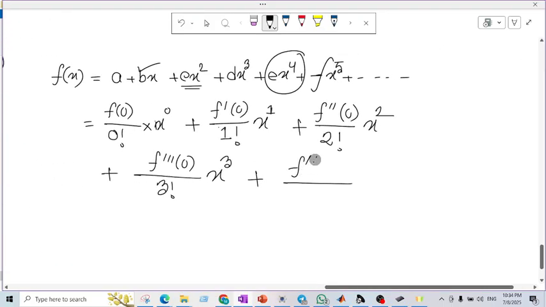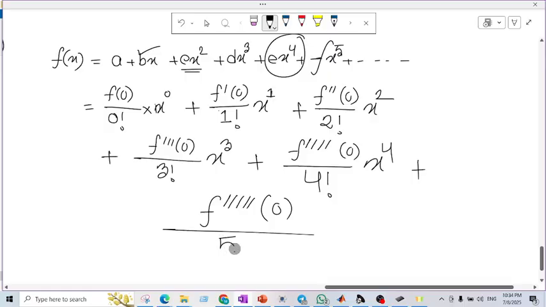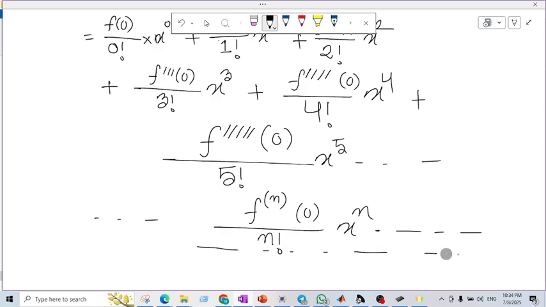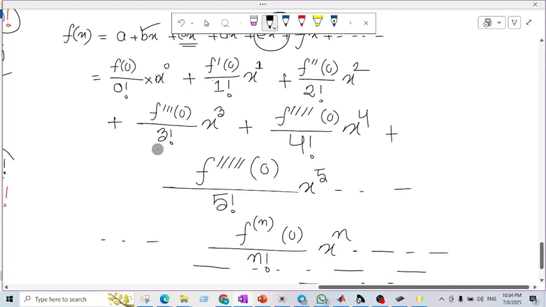If I write here 4 factorial, then I have to write here 4 factorial and then x to the power 4. So what is the next term? If you write here 5 factorial, then you have to write 5 factorial and then x to the power 5. And similarly, if you differentiate it n times, you have to write here n factorial and here x to the power n. So this is the pattern, and as it is an infinite series, yes, we have to write dot dot dot. So this is the Maclaurin series, and using this series, let's find something.